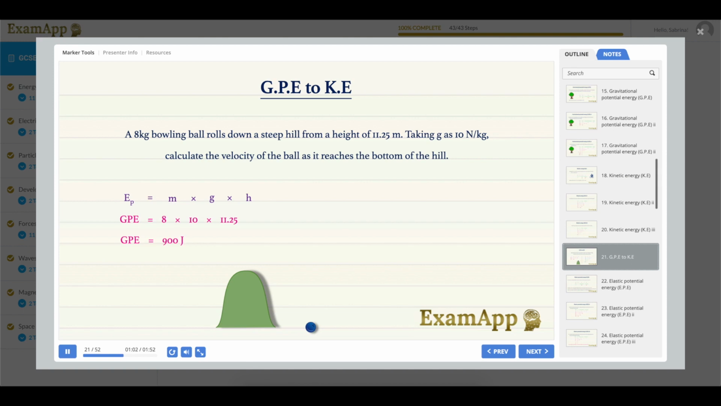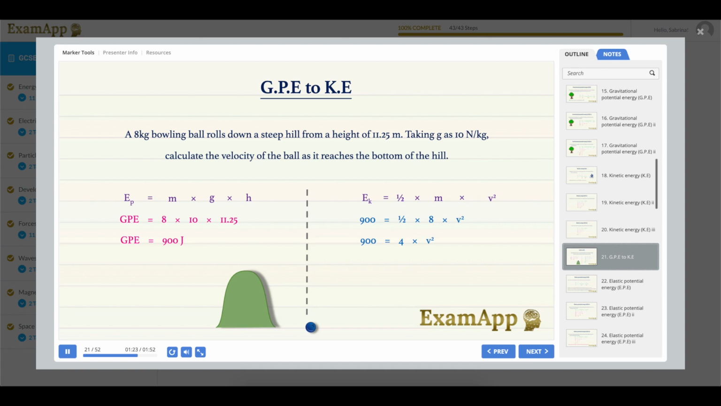Assuming this is completely converted into kinetic energy, we can now look at the equation for kinetic energy, which is a half multiplied by the mass multiplied by the velocity squared. So 900 is equal to 1/2 multiplied by 8 multiplied by velocity squared. So that's 900 is equal to 4 times the velocity squared.